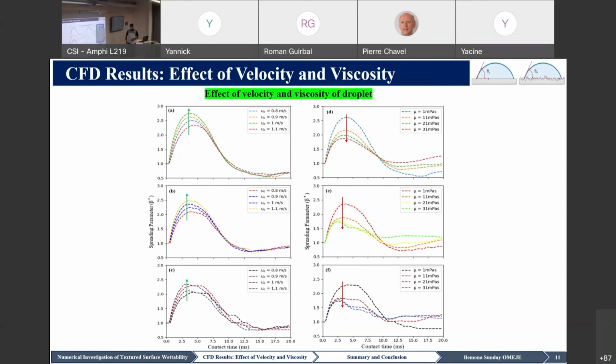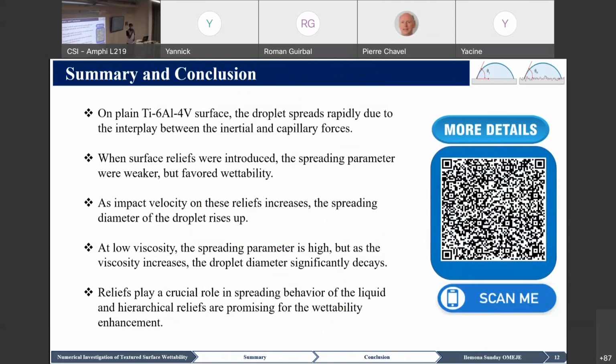And in summary, what we can take home from this presentation is that on a plain titanium surface, the droplets spread rapidly due to some forces, which can be inertial or capillary forces. And when we introduce a relief, we notice that the spreading parameter is weaker, which favors wettability. And also, when we play around with the parameters such as the velocity, we observe an increase in the diameter of the spreading, and at high viscosity, what we notice is that the spreading parameter reduces the diameter of the spreading.